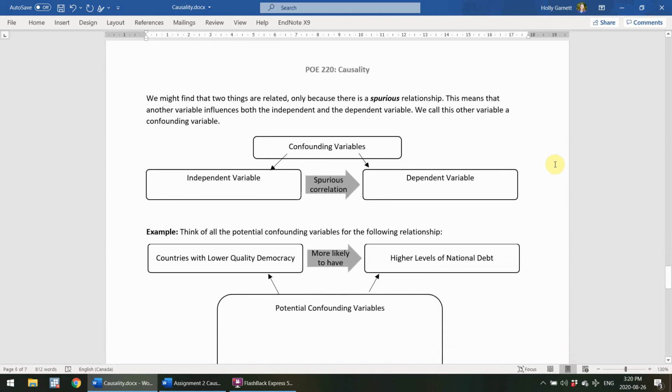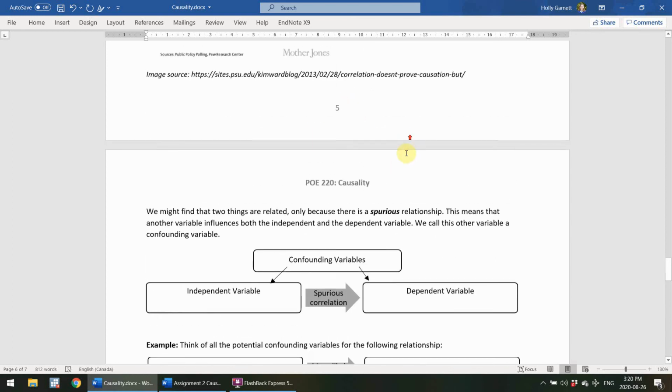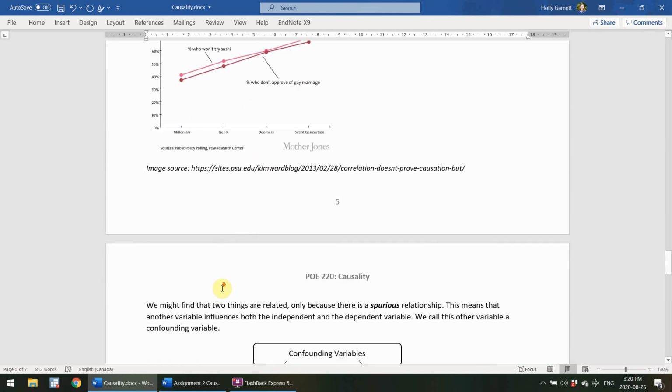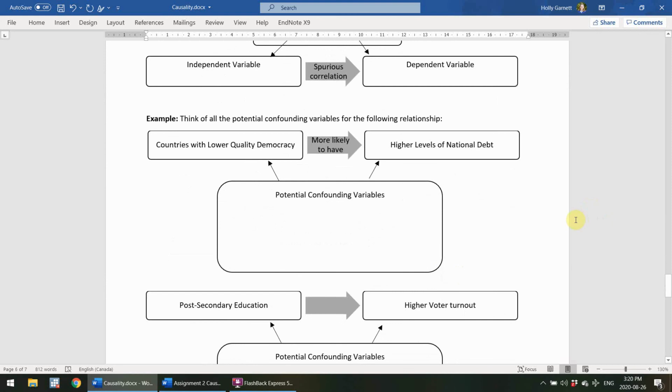We might find two things are related, but only because it's a spurious relationship. This means that another variable influences both the independent variable and the dependent variable. And we call this other variable the confounding variable. So independent variable, we think it's related to the dependent variable, but actually a confounding variable is influencing both. Just like right here, living in a city would be your confounding variable that influences the relationship between sushi and support for gay marriage.